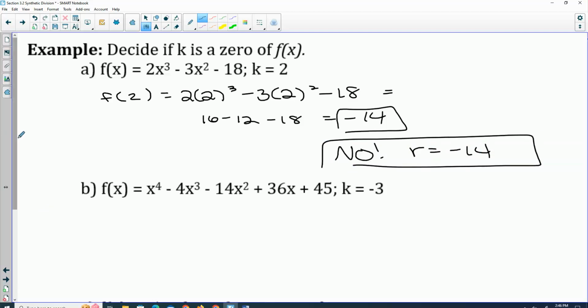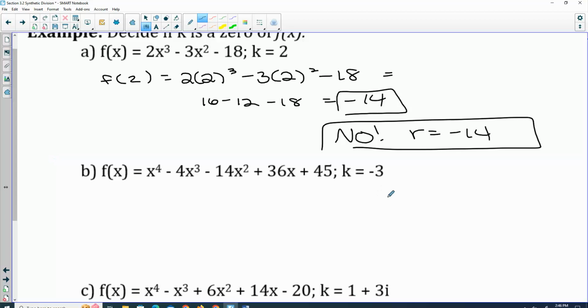All right, B, let's do the other option. What did you tell me was the other way of doing it? Synthetic. If I give you k, that's the number that goes out in your box. And so then you do your coefficients. We have a 1x to the 4th, -4x cubed, -14x squared, 36x, and 45.